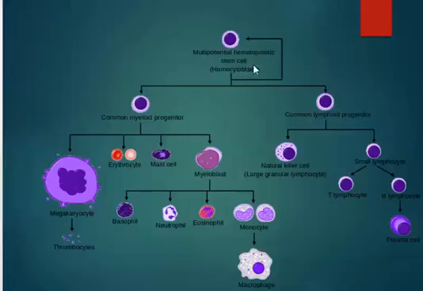We start here with a multipotential hematopoietic stem cell, or hemocytoblast, and it gives rise to basically two sections. We have the lymphoid and myeloid progenitors, or a common lymphoid progenitor and common myeloid progenitor. Let's look at the myeloid section first.